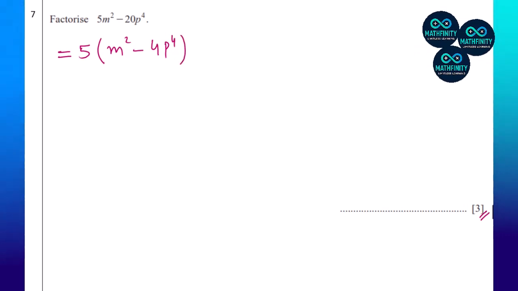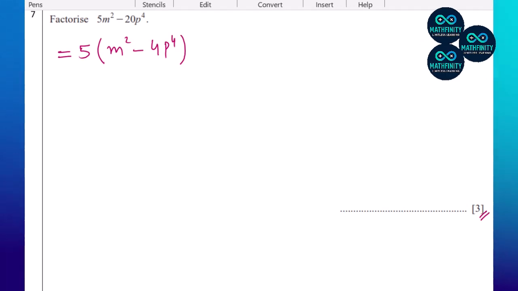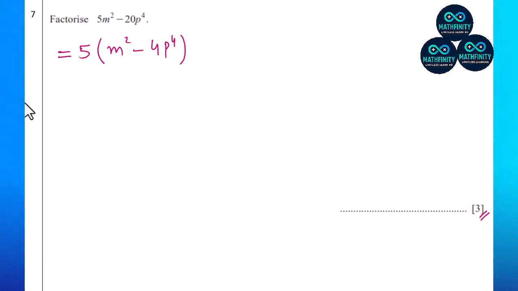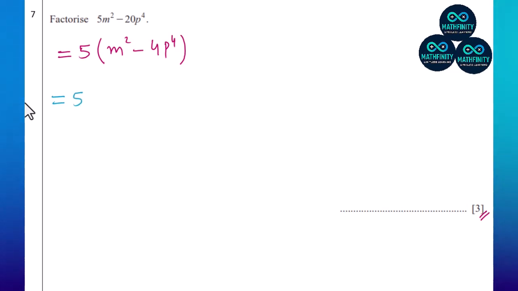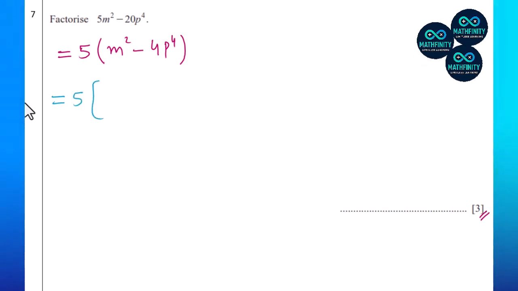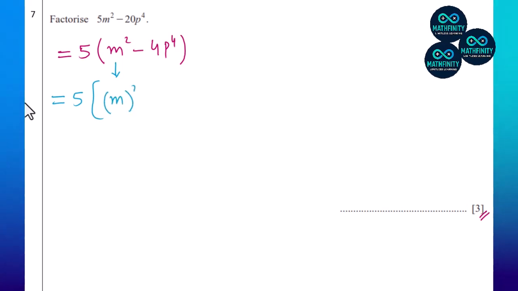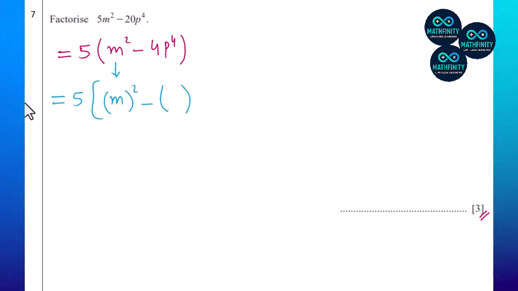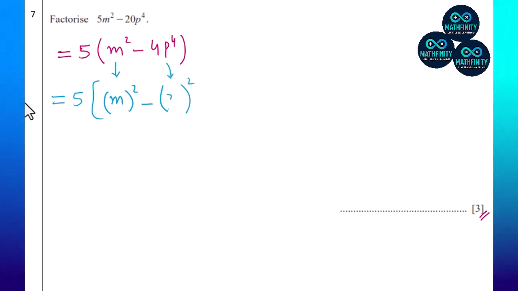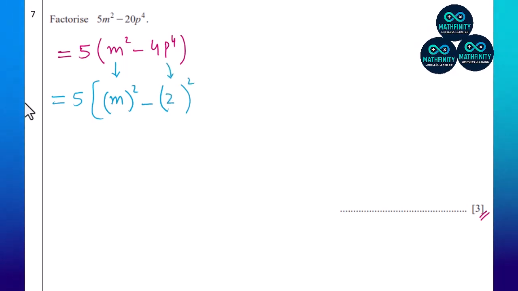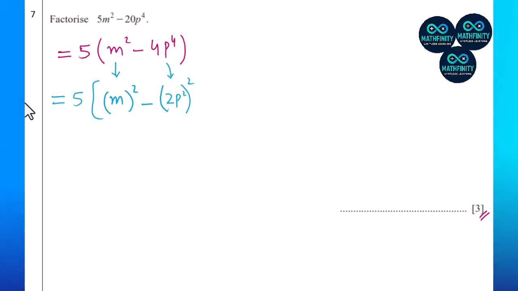If you leave your answer here, you will get only 1 mark. I already explained this in the previous question. So now we have to complete the squares inside the bracket. 5 we will keep as it is. m² we can close in the bracket like this. And how to close this one? 4 will become 2 because 2 times 2 gives us 4. And p⁴, so we have to write p².